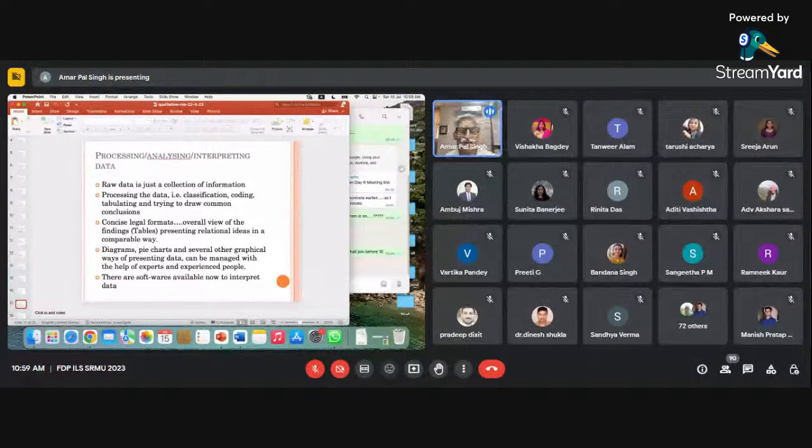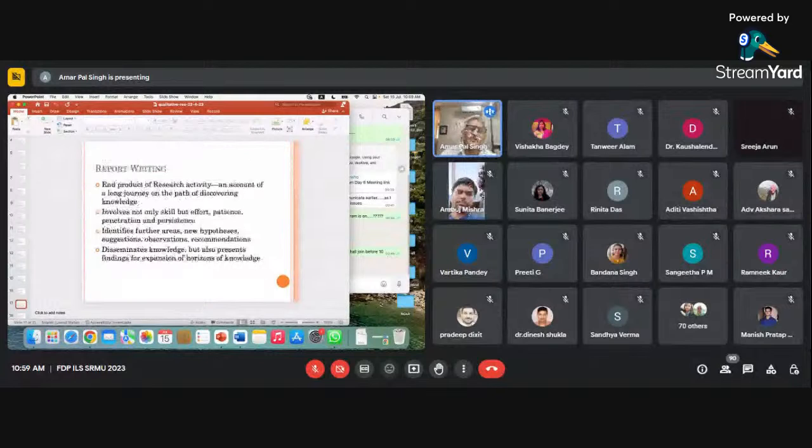Nowadays you also have a lot of software available on the subject, and you feed certain data, and it automatically turns it into those relevant graphical presentations. This is something which is done these days in a very efficient manner through the use of this software. Obviously then interpretation of that data becomes very easy. Then comes the report writing.